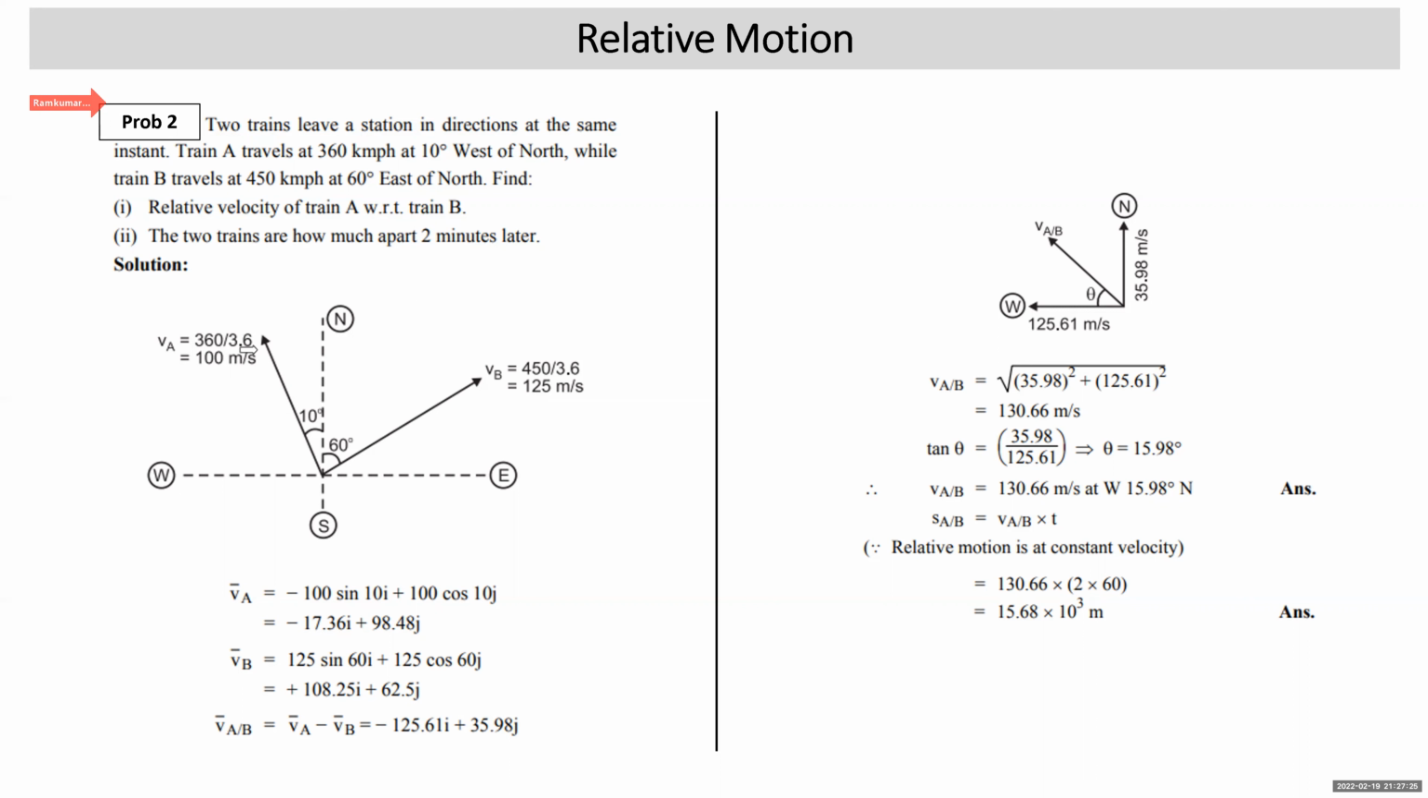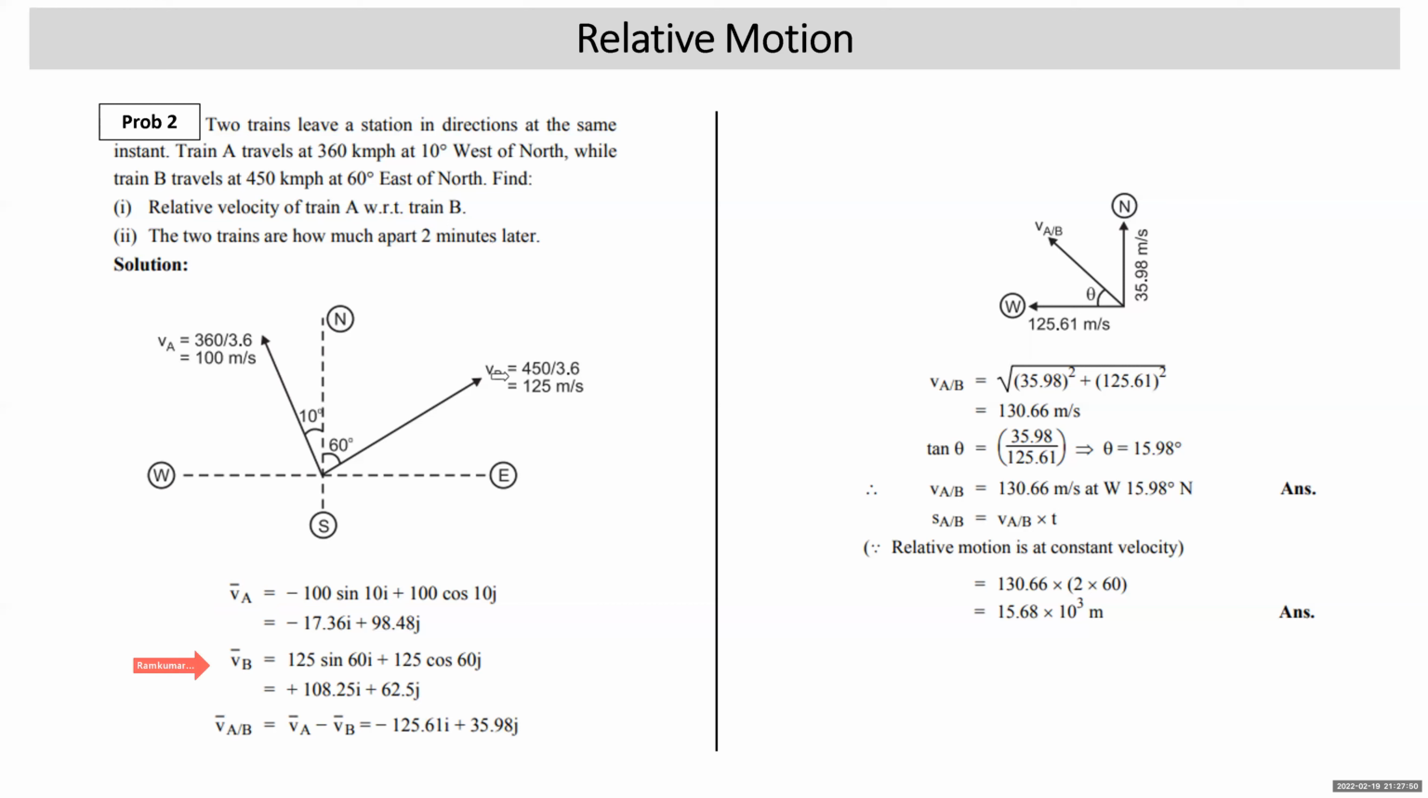Now its component in x direction, minus, it will be 100 sine 10. It will be to the left, so negative. 100 cos 10 upward, that is positive. So I'll write velocity of train A in vectorial form. 100 sine 10, since it is to the left, is negative. Minus 100 sine 10 i, 100 cos 10 in positive y direction, 100 cos 10 j. So on your simplification, you get it like this.